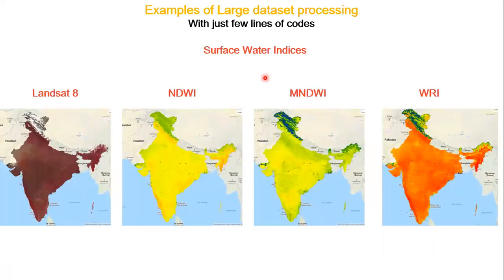Now, another example is surface water indices. Most of those who work on geospatial datasets and water resource analysis know about the NDWI, the Normalized Difference Water Index. The advanced version of NDWI is MNDWI, and the advanced version of MNDWI is WRI. If I tell you to calculate the NDWI of the whole of India, what will your approach be? You first download the Landsat 8 scenes of the whole of India, which might be more than 700 or 800 scenes covering the whole of India.